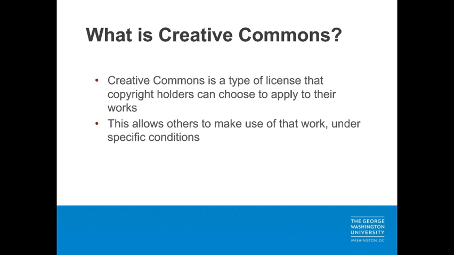Creative Commons is a type of license that a copyright holder can choose to apply to their works, granting other people the ability to make use of their works in ways that would otherwise be prohibited by copyright. There are a range of Creative Commons licenses, each one referring to specific rights that a copyright holder is granting to other users. And so let's take a look at those on the next page.